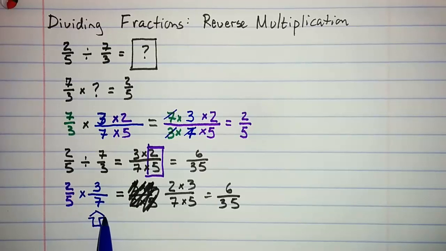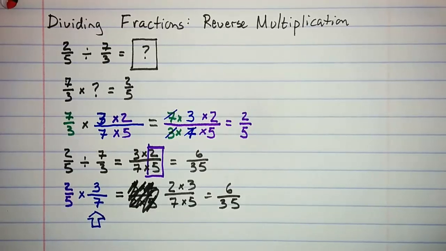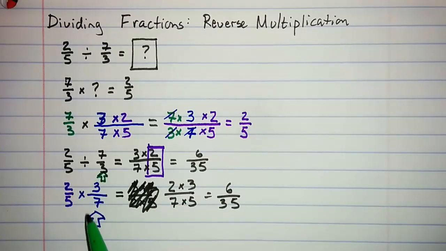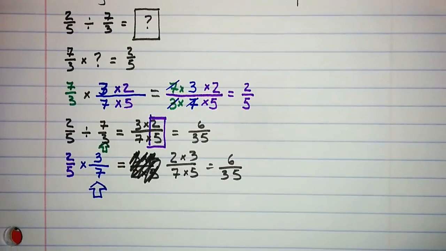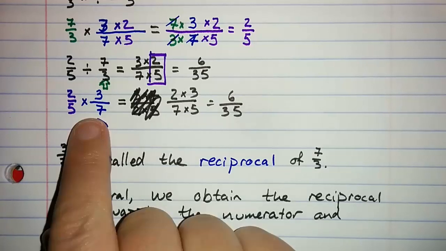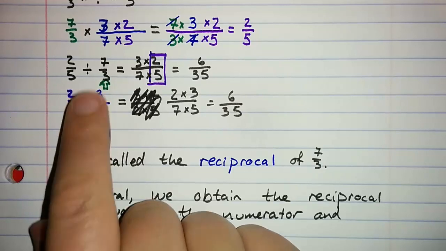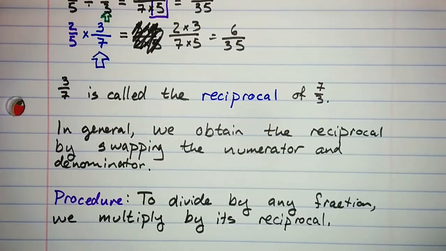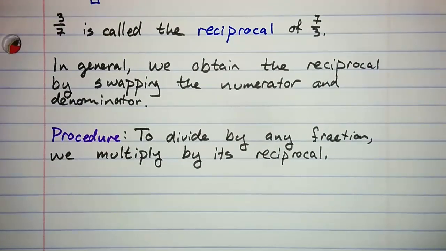This fraction, 3/7, is not unrelated to 7/3, right? It's what we get if we reverse the numerator and the denominator. And it's going to be handy for this process, and so we give it a name. In general, to get the reciprocal of any fraction, we reverse its numerator and its denominator. So this suggests a procedure for dividing by a fraction. To divide by any fraction, we multiply by its reciprocal.